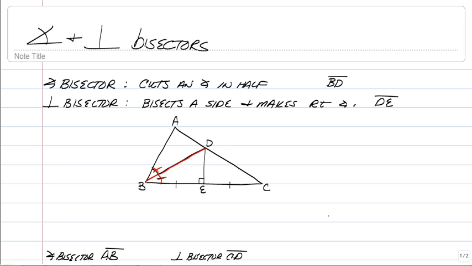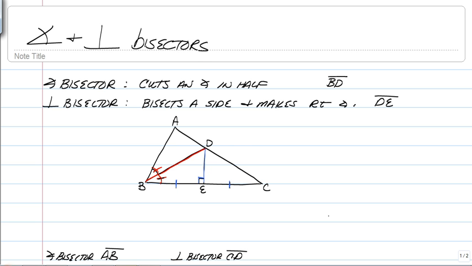DE would be known as our perpendicular bisector. A perpendicular bisector does two things. The first thing it does is the perpendicular part. So you're going to make a 90-degree angle when you drop a perpendicular bisector from here to side BC. The next thing it's going to do is cut BC in half. So BC just got bisected into BE and EC. That's what a perpendicular bisector does.